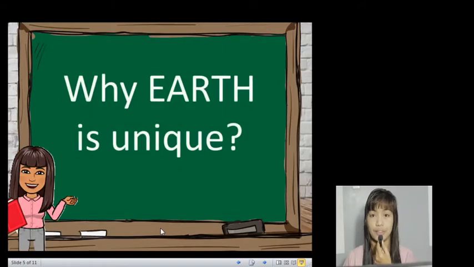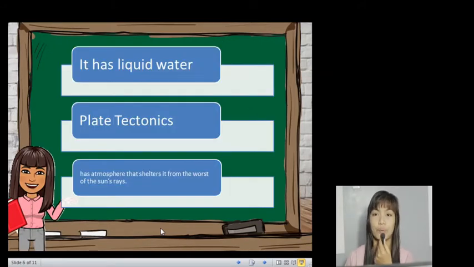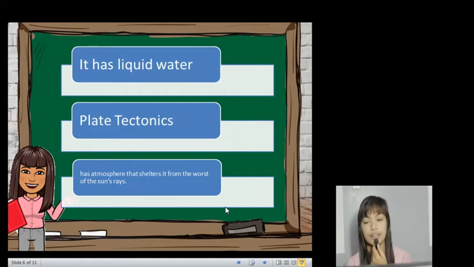So why is Earth unique? It has liquid water. Like what I said before, at -15 to 115 degrees Celsius, liquid water can exist on Earth. Second is plate tectonics. We all know plate tectonics and volcanic eruption are also important. And the last, it has an atmosphere that shelters it from the harmful rays of the sun. So these are the characteristics that make Earth unique, because not all planets have water. Not all planets have a thick atmosphere. Okay?